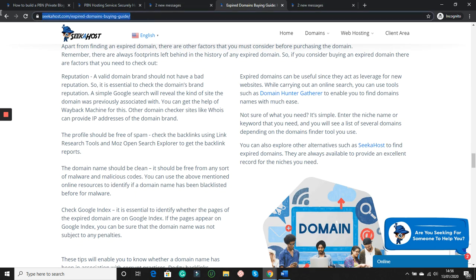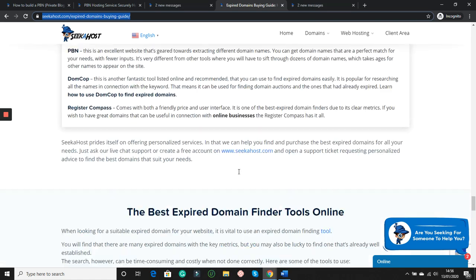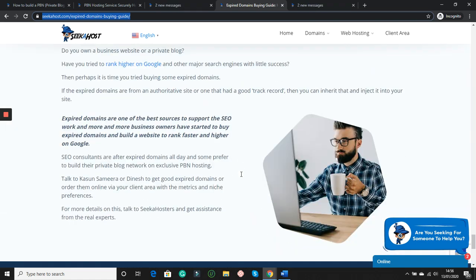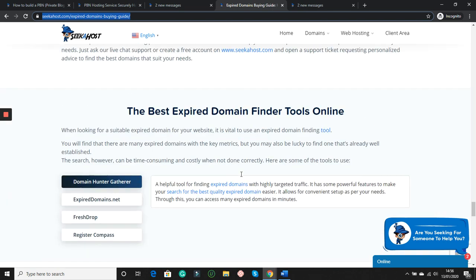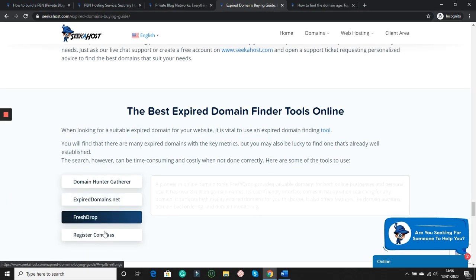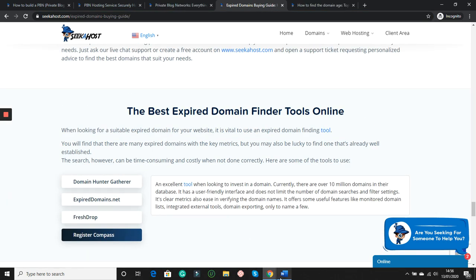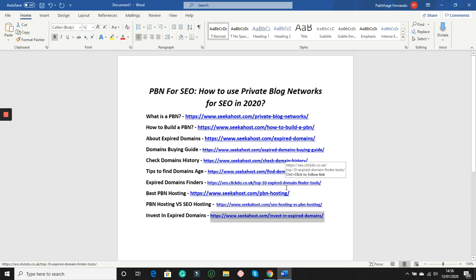So this guide is very important. If you are into PBN for SEO, read this guide, link below of this article. It's a massive guide, so take the time, read it, and go through all the tools as well. We mention all the tools here that you can go and learn. Once you go about finding the domain age, expired domain finders are also mentioned in this one. You can just go to the link below and go through that article. It covers all the best expired domain finders in the market.